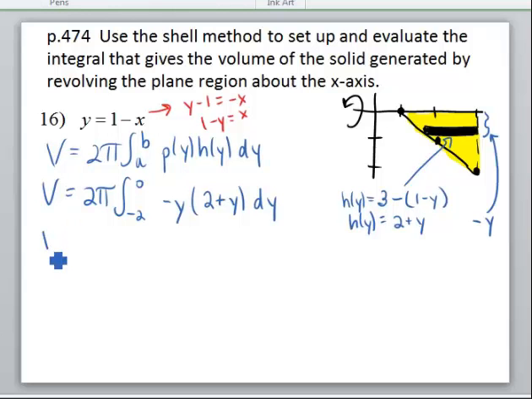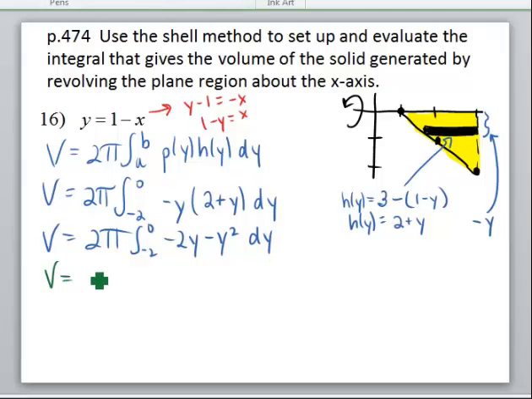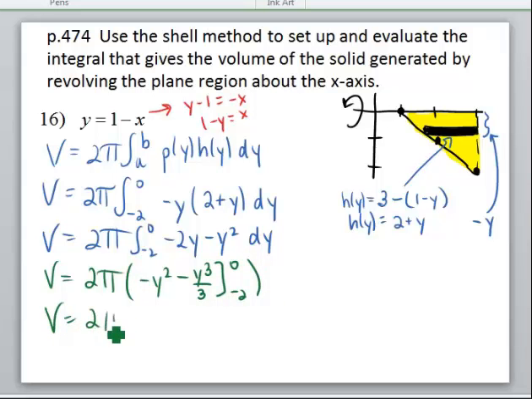Alright, we're going to go ahead and distribute the negative y through, so I get negative 2y minus y squared dy. Integrating gives me negative y squared minus y cubed over 3. And I need to plug in the negative 2 to 0. So I end up with the answer of 2 pi times 0.